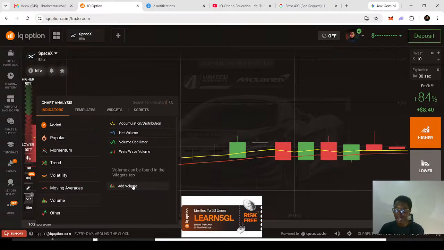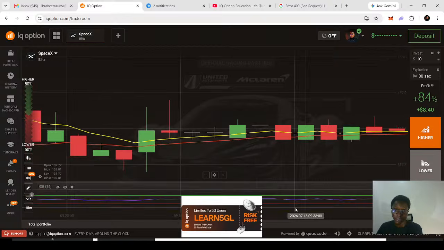Okay, I would explain what overbought means and what oversold means. Just to be clear, overbought means when the lines are above the 70 line. Here is the 70 line and here's the 30 line. The red line is the 30 line. Above 50 is around the middle here.